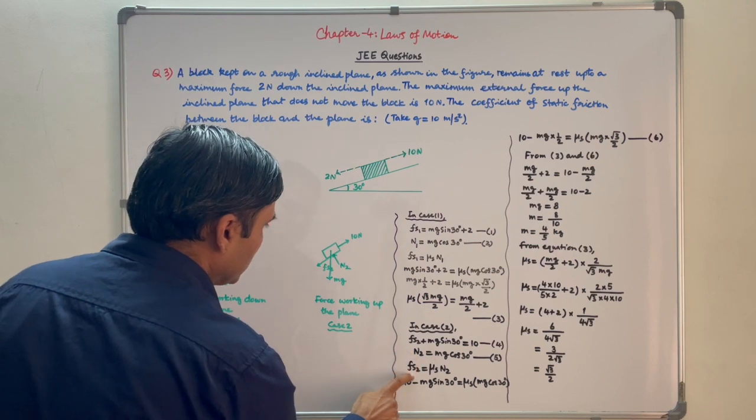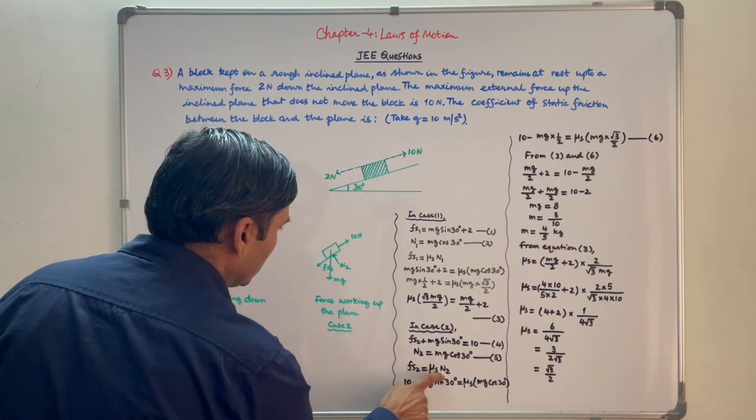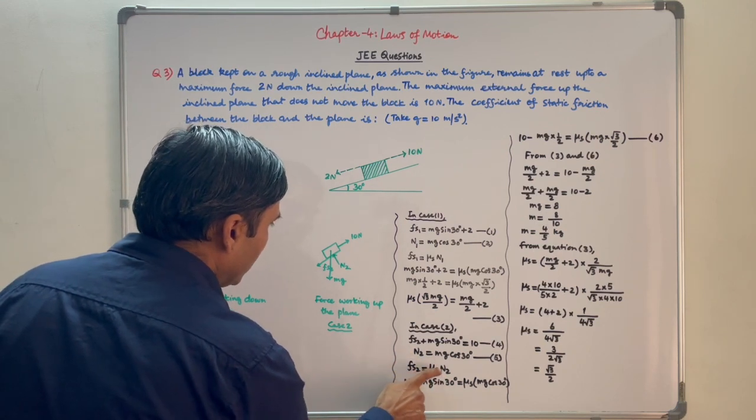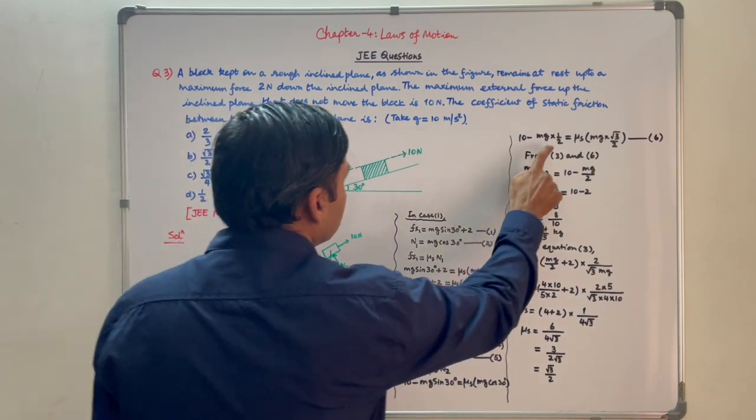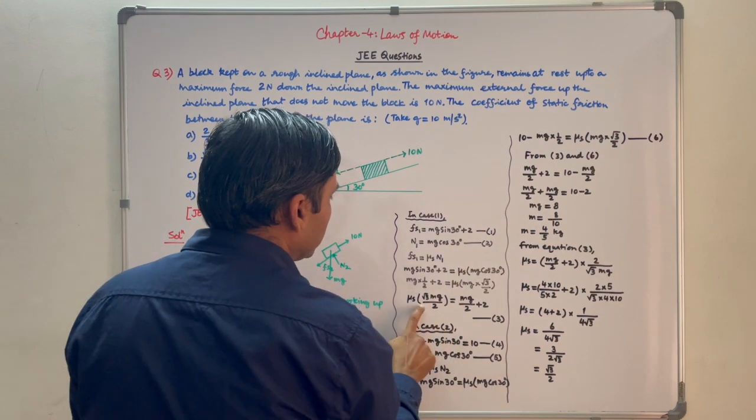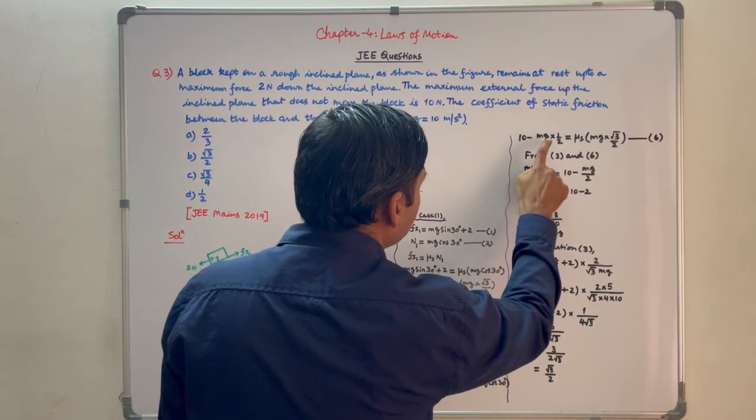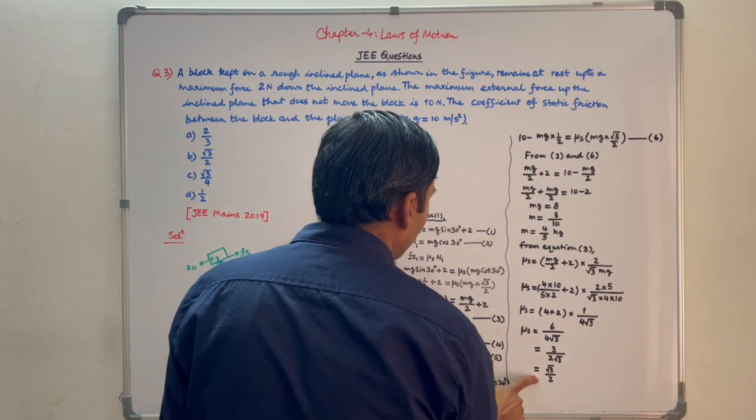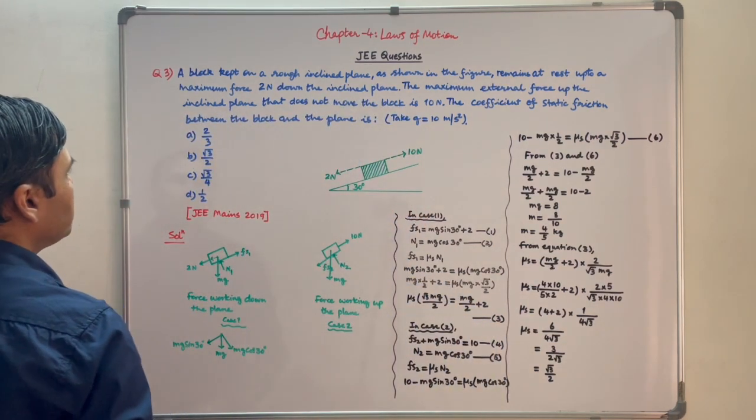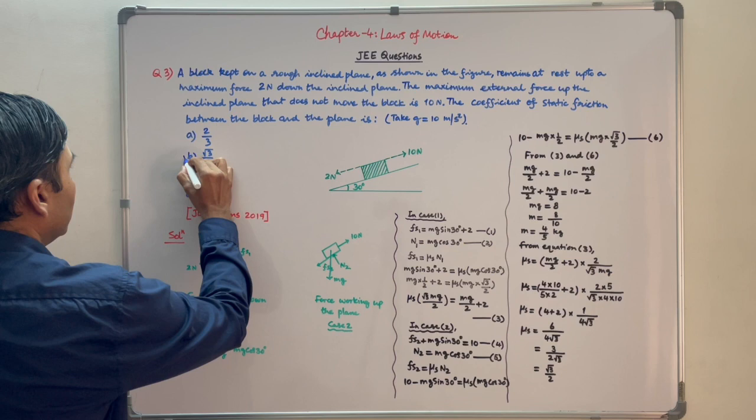We know that Fs2 is equal to mu s into N2. Value of Fs2 and N2 we will put from here to get equation number 6. Now we can solve equation number 3 and equation number 6 to get value of mu s is equal to root 3 by 2. So the correct option is option B.